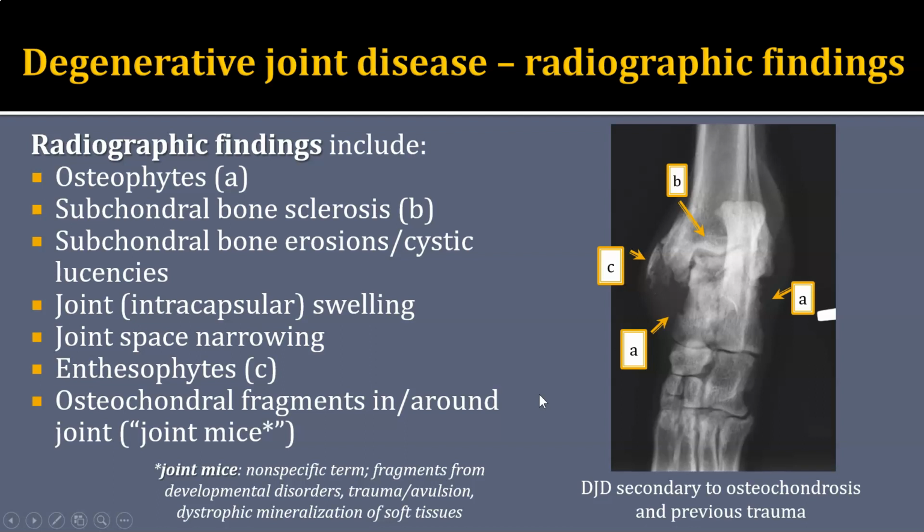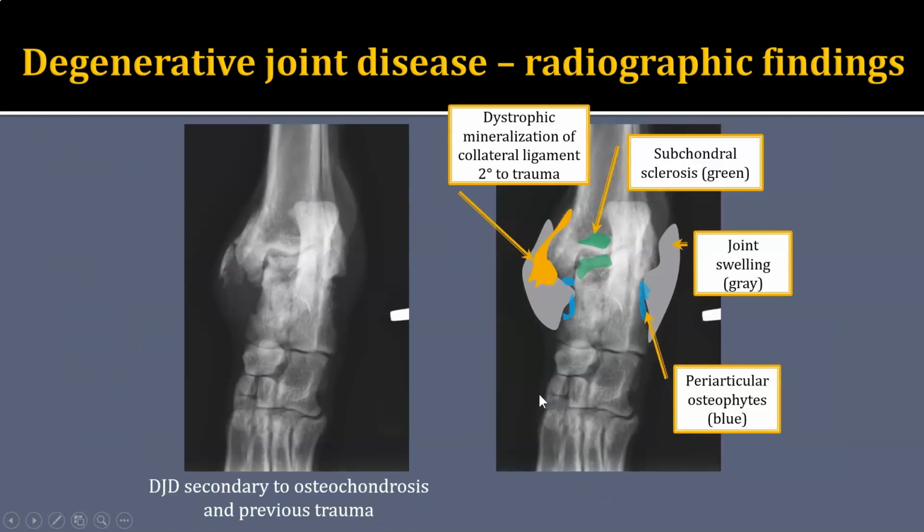Remember, when they get devitalized, dead, and damaged, they can have dystrophic mineralization. So here's that same patient that just has further labeling of the structures: the intracapsular or joint soft tissue swelling, the osteophytes on several of the bones, the enthesophyte at that medial collateral ligament, and then some sclerosis of the subchondral bone.